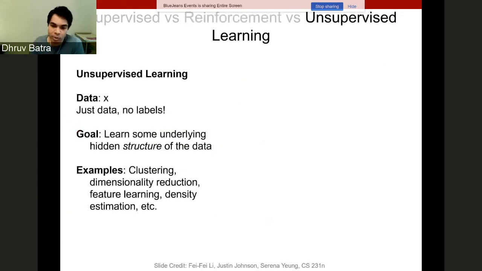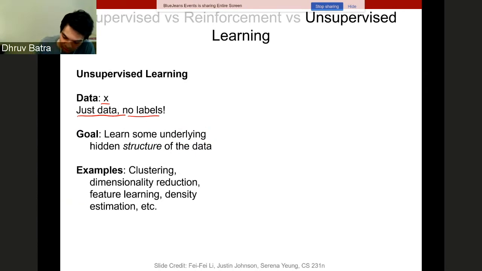Unsupervised learning is going to be fundamentally different, but it's going to continue this arc of reduction in supervision. In unsupervised learning, there is just data, if you will. There is just an input X, and there are no labels. There's no expected outcome. And our goal is very different.